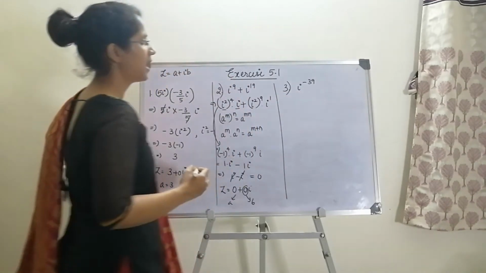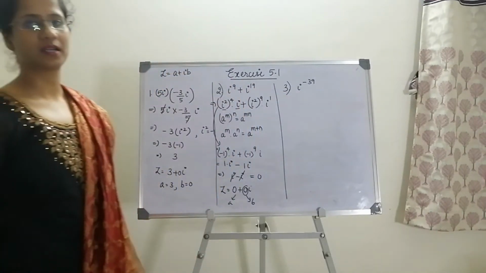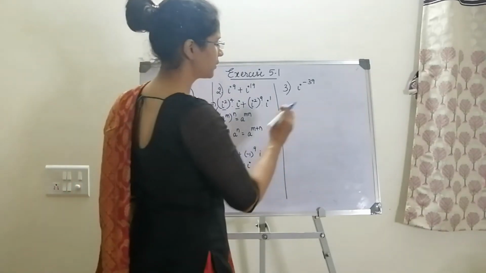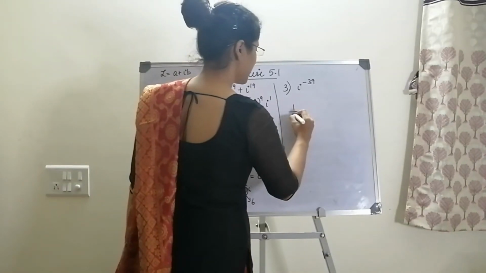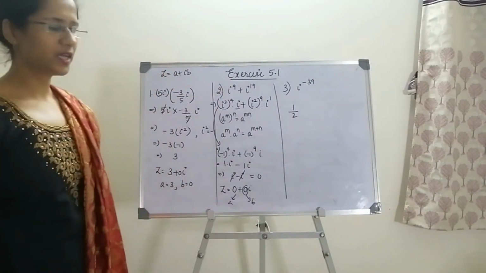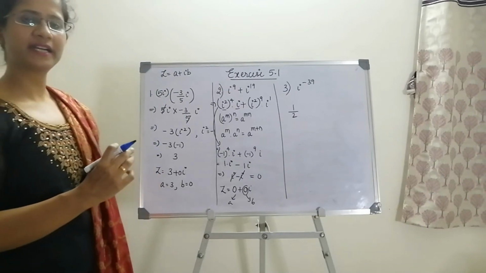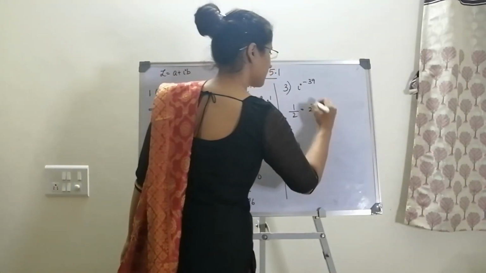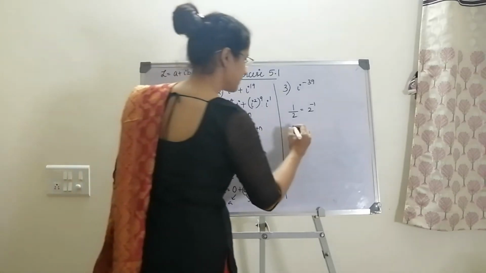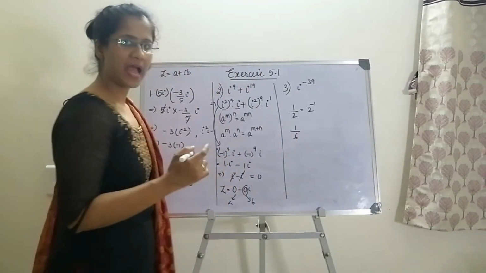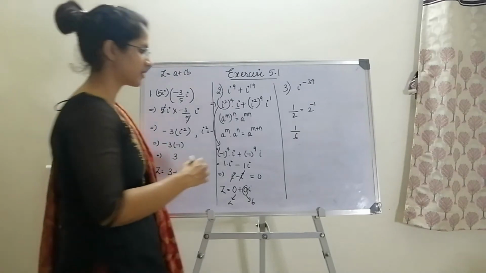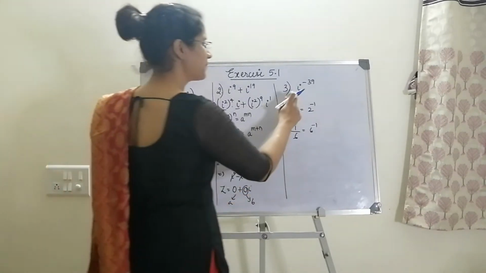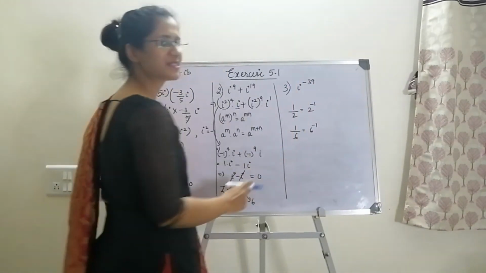Next, the third question. I come to i to the power minus 39. Before coming to i to the power minus 39, I would like to give you all some examples. For example, if I have 1 by 2, if I have to write it in terms of negative power, how do I write? I will write this as 2 to the power minus 1. Similarly, if I have 1 by 6 and I have to write it in terms of negative power, can I write this as 6 to the power minus 1? Yes. The same thing with regard to i to the power minus 39.